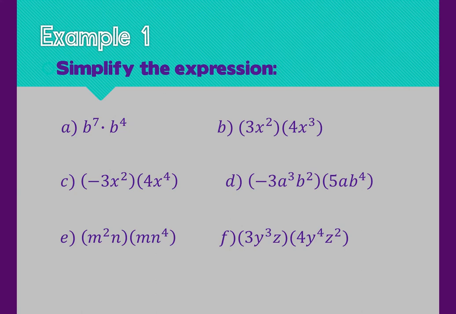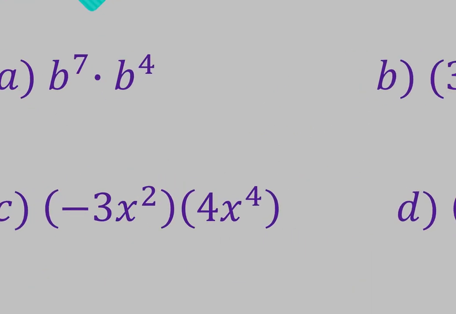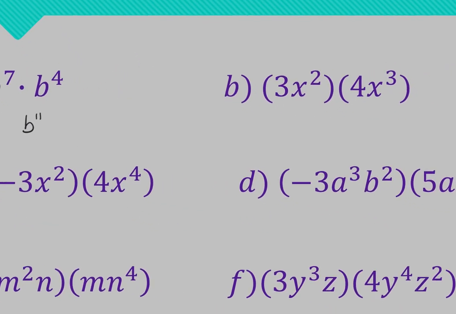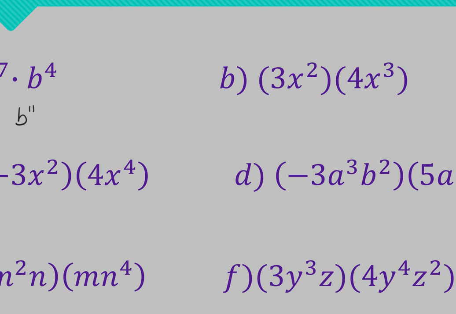All right, let's see if we can do these examples. So b to the 7th times b to the 4th, what are you going to get from that? B to the 11th. 3x squared times 4x to the 3rd, what happens here? 12x to the 5th. Good.